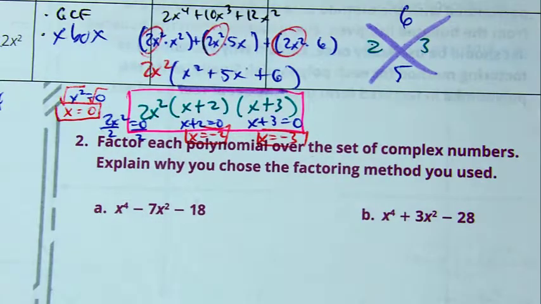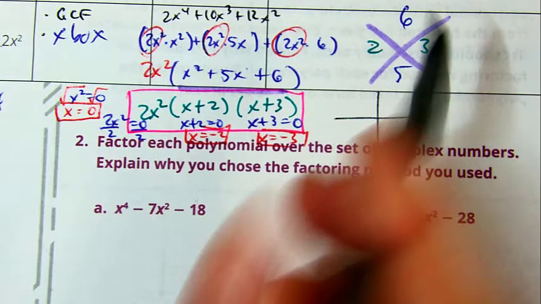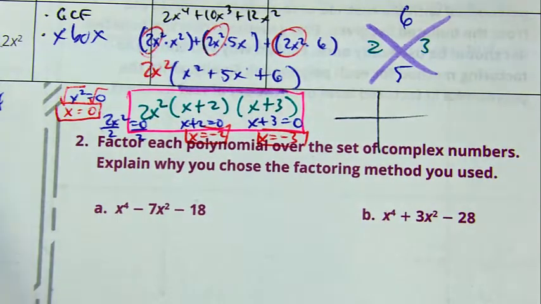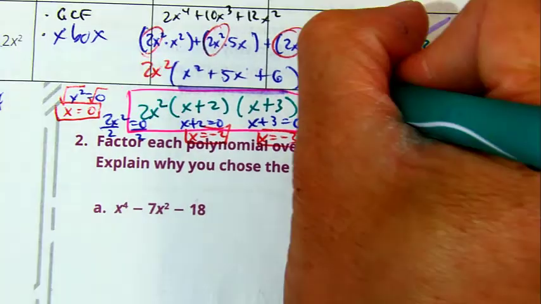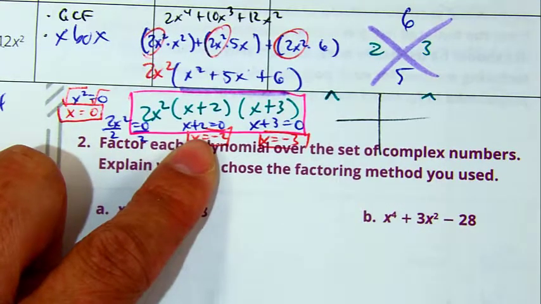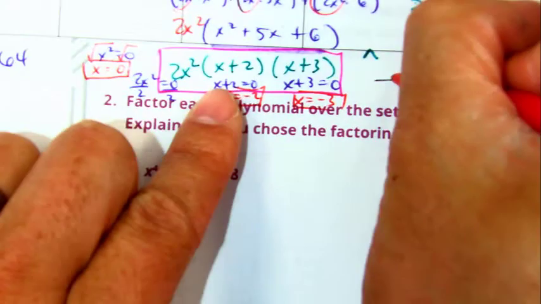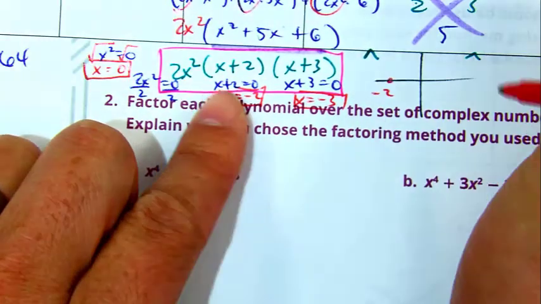Let's draw a sketch. I have a 4th degree polynomial here. Okay. So I know it's going to start up, end up. I'm going to put in negative 2. And I also have negative 3.